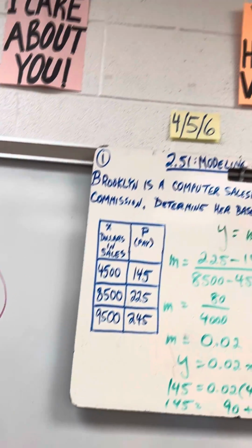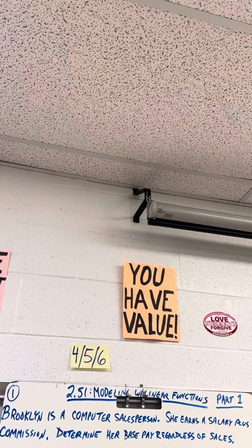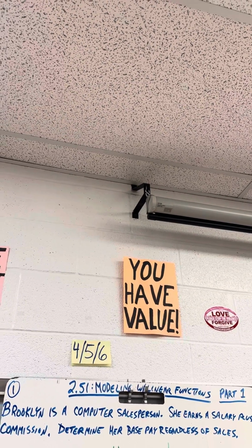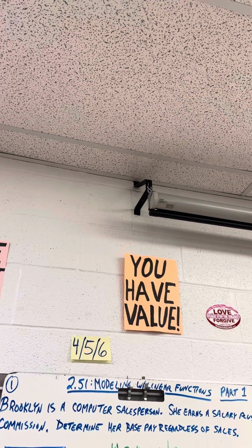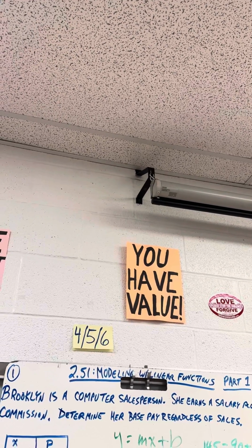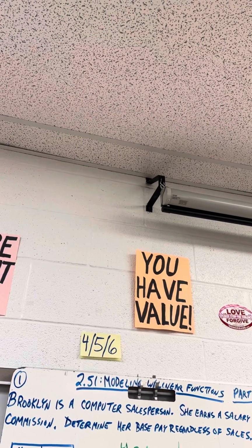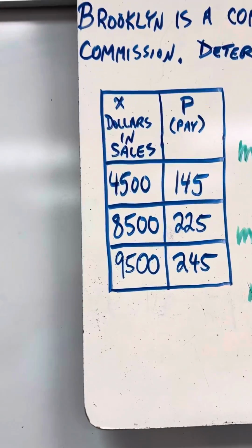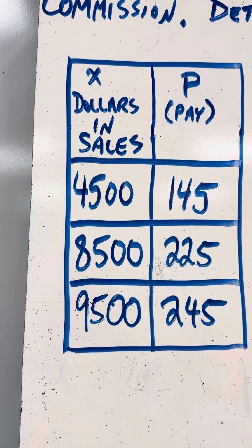For example, Brooklyn is a computer salesperson. She earns a salary plus commission. Commission is where they pay you for every item you sell. In this case, it's computers. So Brooklyn would make more money for each computer she sells. That's called commission. Determine her base pay regardless of sales. Regardless of sales assumes that she sold 0 computers. So here's a chart giving her pay and X dollars in sales.